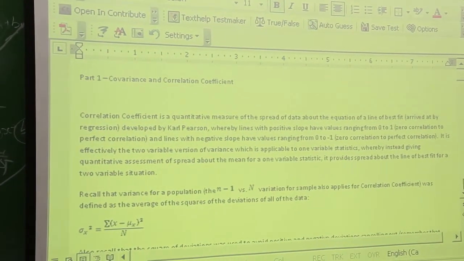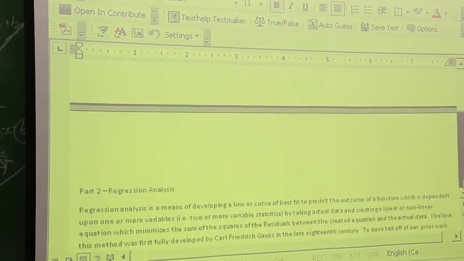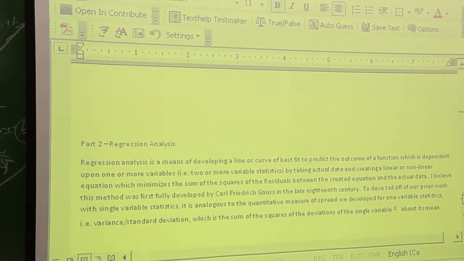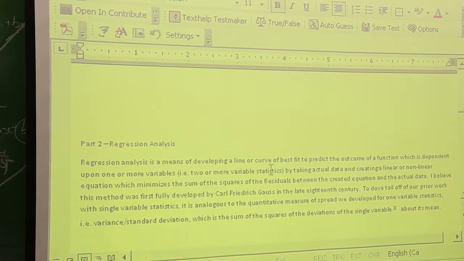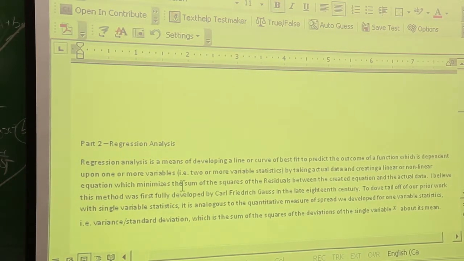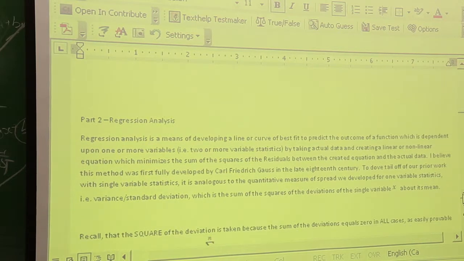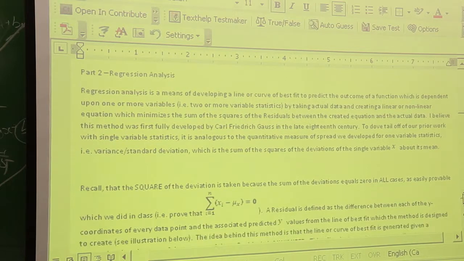I'll show you where I calculate the y and the, I'll go back up to the top in a sec. Regression analysis is a means of developing a line or curve of best fit to predict the outcome of a function which is dependent upon one or more variables, i.e. 2 or more variable statistics, by taking actual data and creating a linear or nonlinear equation which minimizes the sum of the squares of the residuals between the created equation and the actual data points. You don't know what residuals are yet, I have to go back and explain what those are.